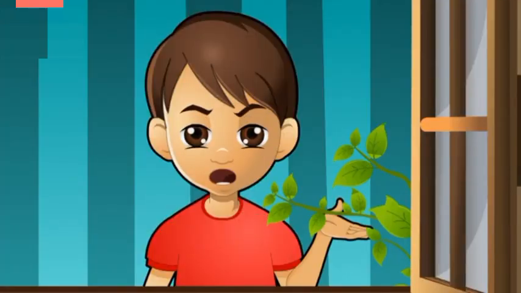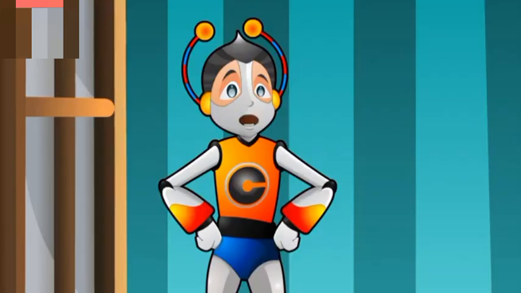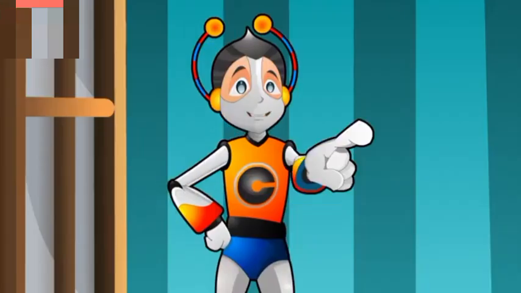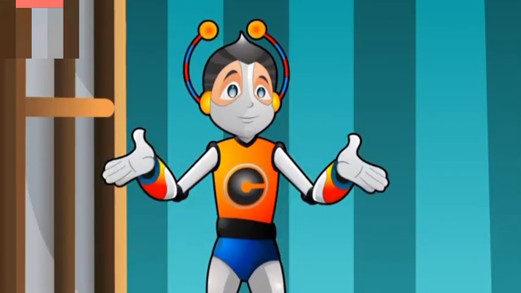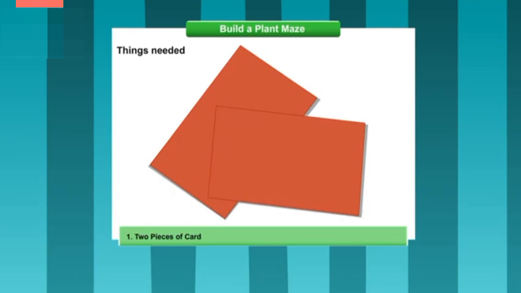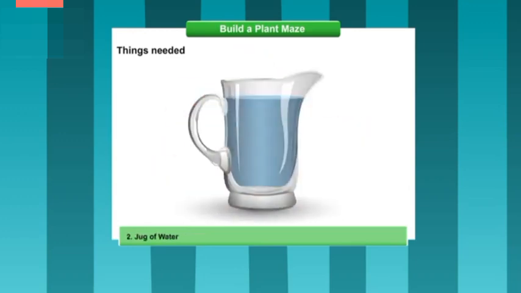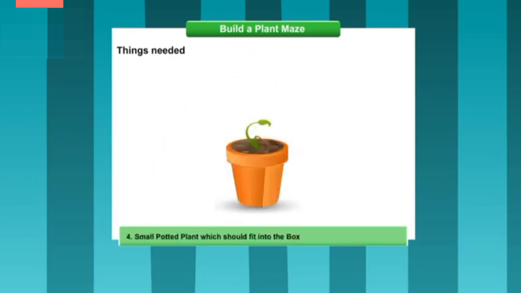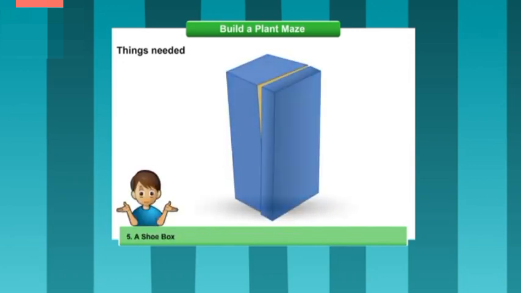Why is this plant always bent towards the window? Because plants need sunlight to grow. How do you know? Okay, we'll do an experiment to prove this. Okay, what do we need to perform the experiment? We will need 2 pieces of card, jug of water, scissors, small potted plant which should fit into the box, and a shoe box. Shall we start?